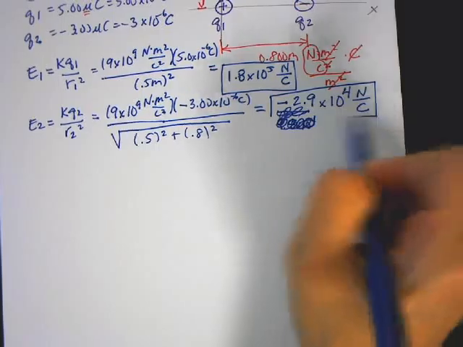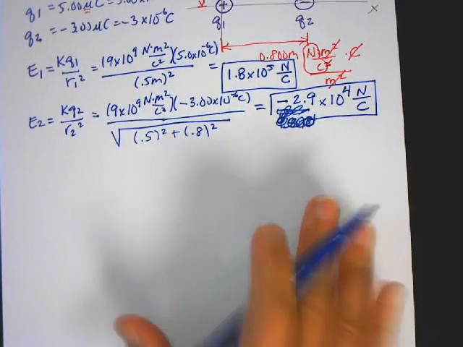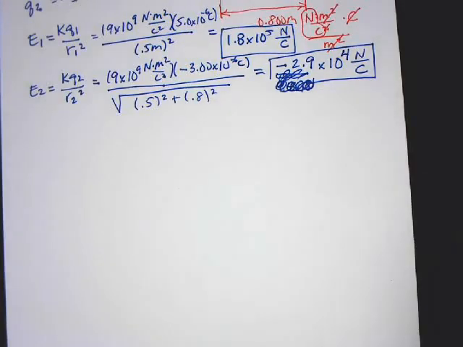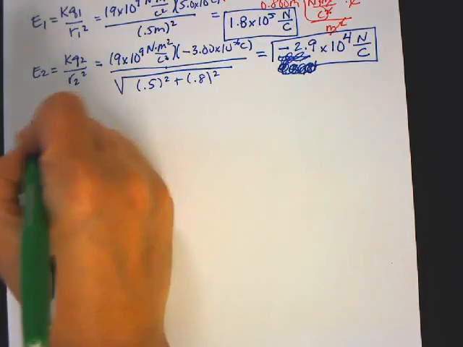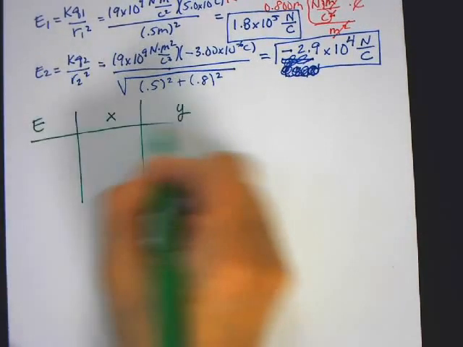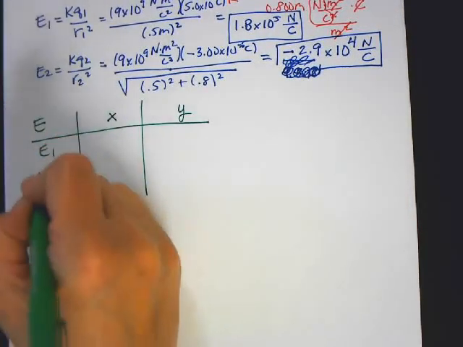Okay. Now, what do we do next? This is where we're going to make our chart. So in our chart, we're going to have E for the electric field strength, and we're going to have the X, and we're going to have the Y. So now we're going to have E1, we're going to have E2, and then we're going to have E total or net.